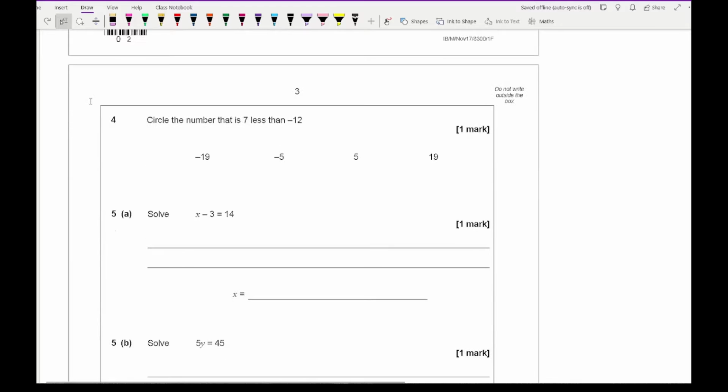Then for question 4, it says circle the number that is 7 less than minus 12. So here we want to do minus 12 minus 7, which is minus 19.